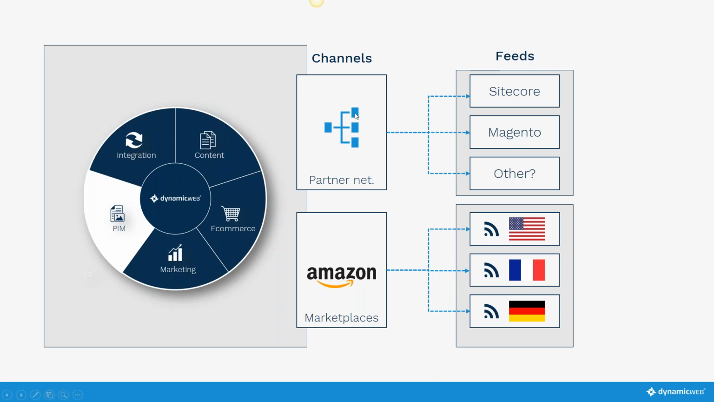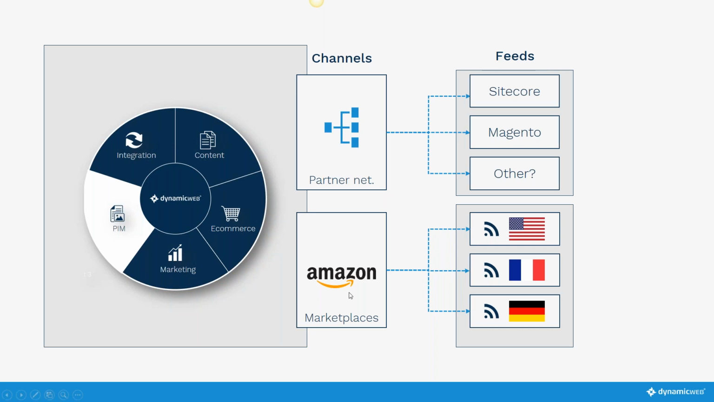Now, when we have a channel, if we go to the partnernet channel, in the distribution of the formats, if we have a channel maybe to the whole Europe, and we want to distribute the data, we maybe want to distribute the data in different formats. Because of that, we can define feeds to the channel. And the feeds can be the different data formats we want. Some of them could be maybe a format for Sitecore setups, maybe formats for Magento setups, and maybe other systems we want to distribute the data to.